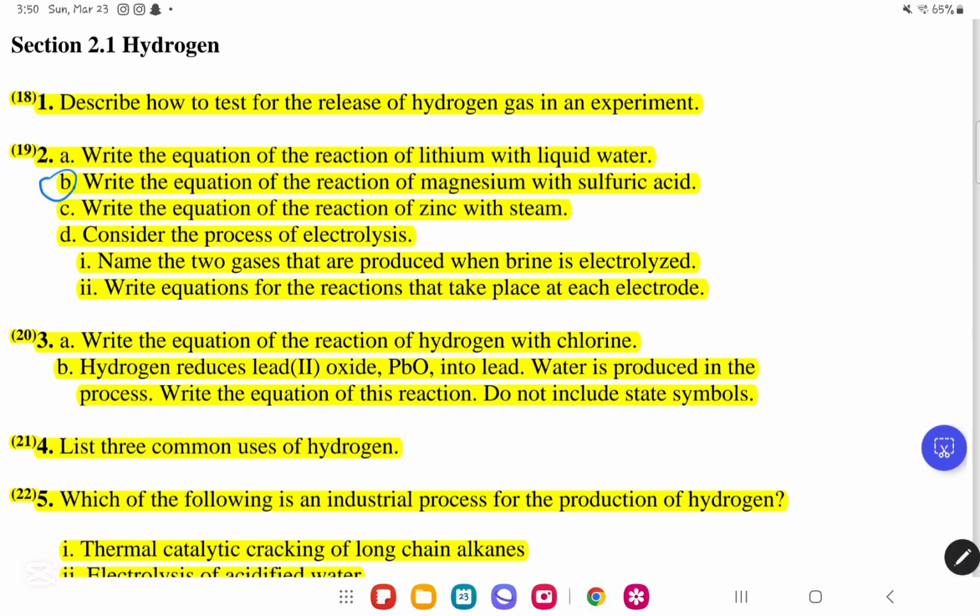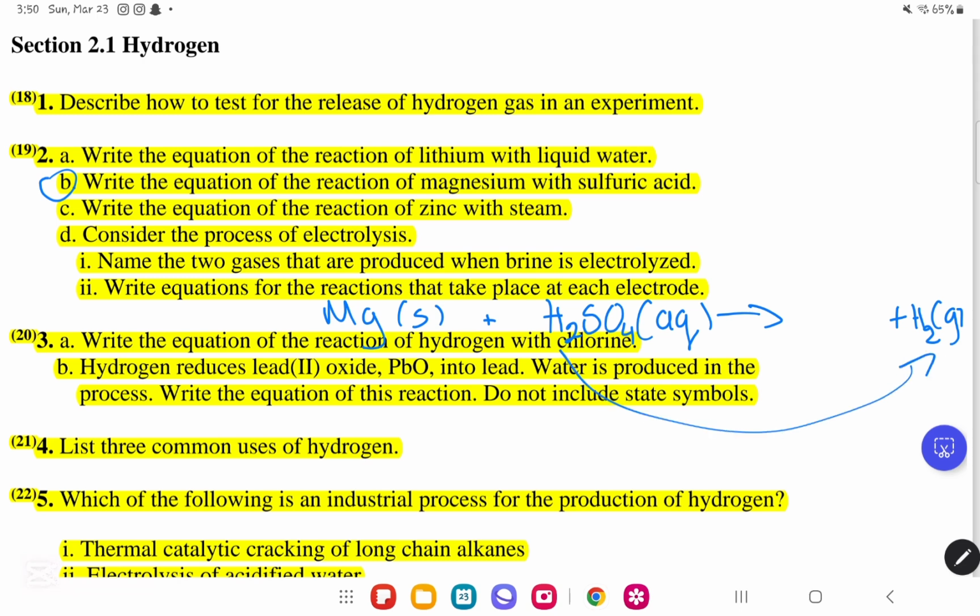We move on to part B. Write the equation of the reaction of magnesium with sulfuric acid. Magnesium is Mg solid. It will react with sulfuric acid, which is H2SO4, and because it is an acid, it's aqueous, and it will produce for us a salt in addition to hydrogen gas. Now let us find out what this salt is. If you get rid of the H2 gas, the salt is going to be MgSO4, and it is aqueous.